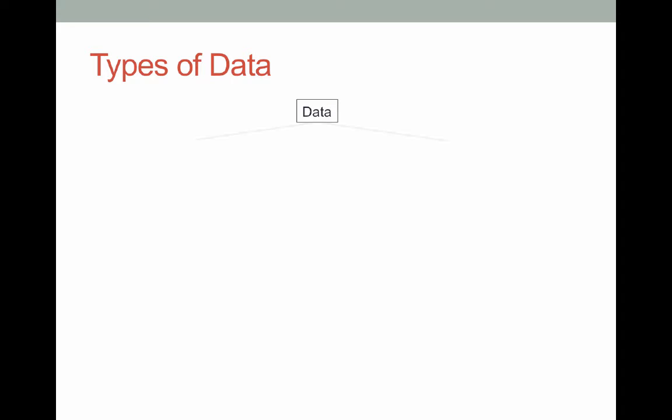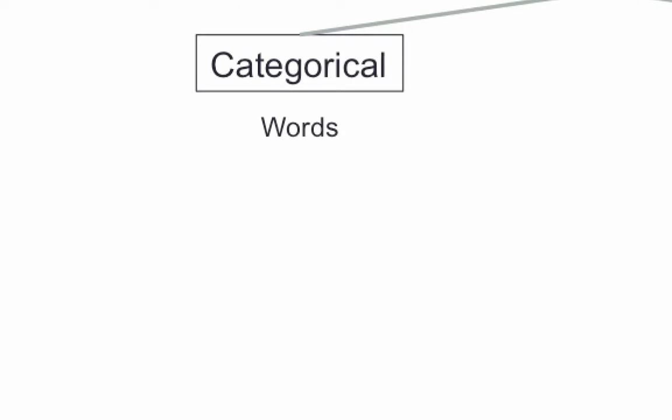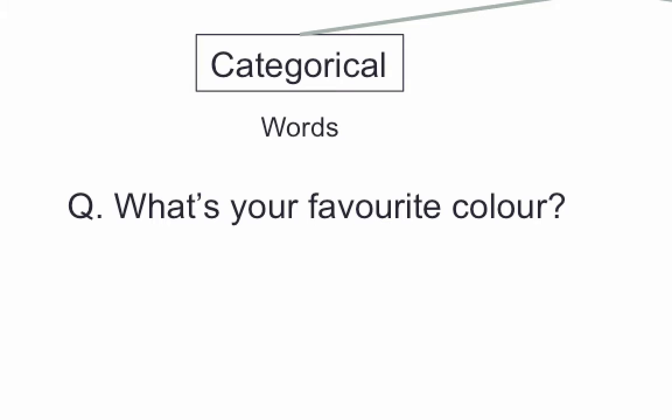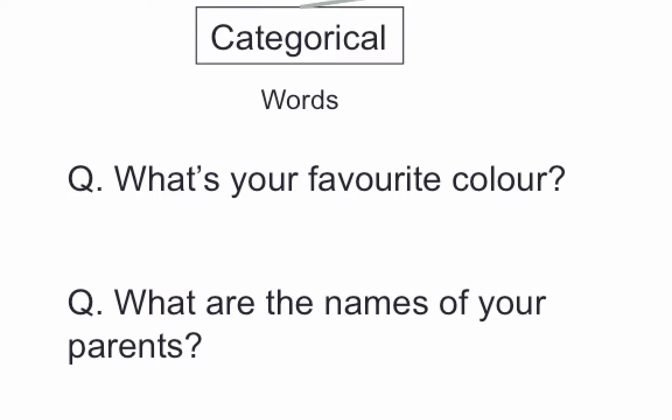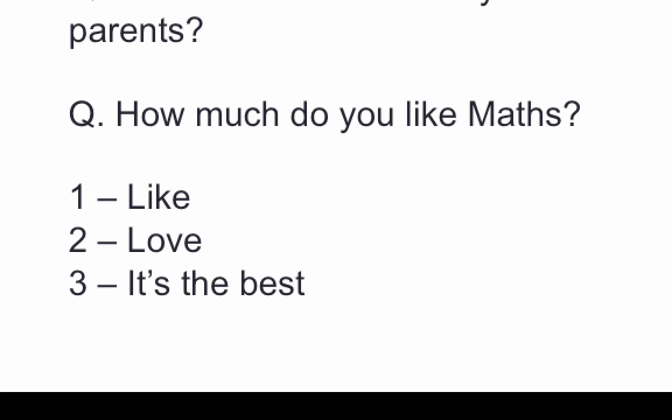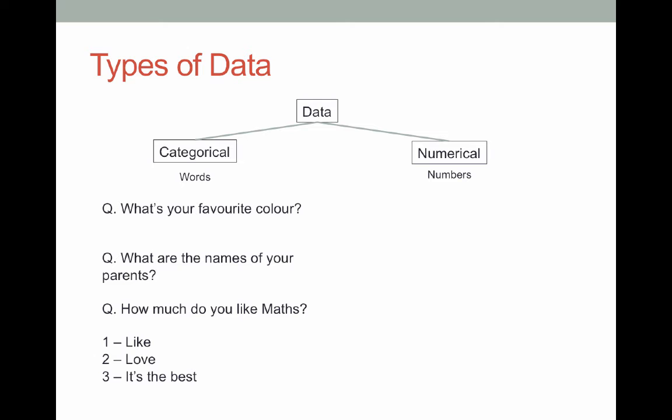When you collect data, it's really going to fit into two categories. It's either going to be categorical data, which are words, or it's going to be numerical data, which are your numbers. Questions that could get back categorical data would be things like, what's your favorite color? Purple. What are the names of your parents? Denise and Chris. How much do you like maths? Oh, I'm definitely a 3, it's the best.